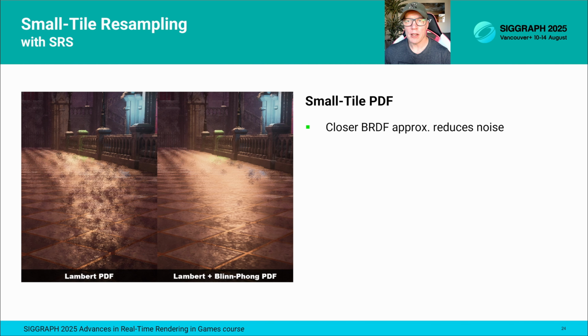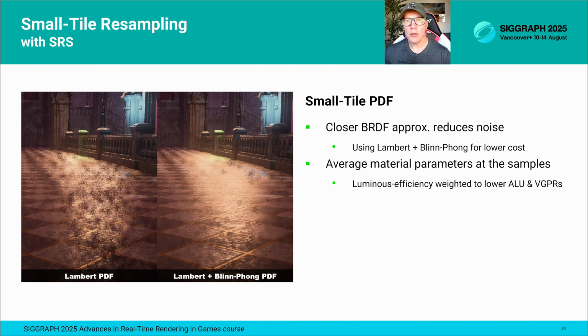Initially we used a Lambert PRDF for the PDF, but replaced it with the specular PRDF to reduce specular noise. We found that Lambert plus Blinn-Phong is a good enough but cheaper approximation for the PDF to reduce the noise of the final Lambert plus GGX PRDF. Also worth noting that we currently support only one lit PRDF, and it might be good to implement different PDF approximations for multiple PRDFs to optimize noise. To reduce the ALU usage and VGPR pressure, we also first average luminous efficiency weighted material parameters at the tile sample points and then use the same parameters in reflected luminance calculations of the points.